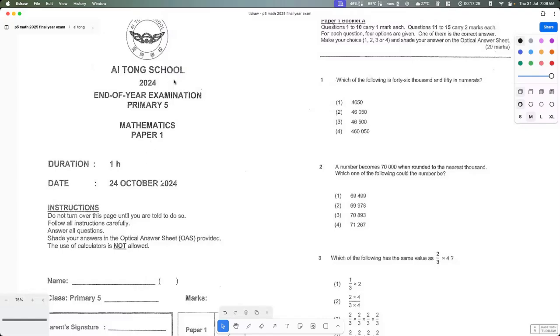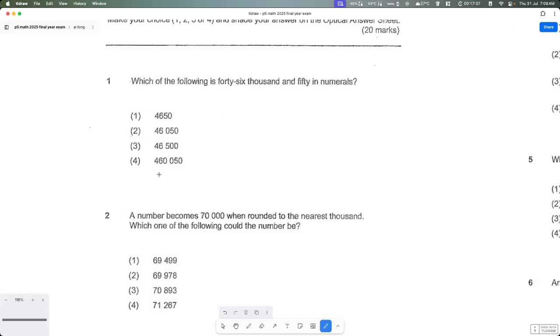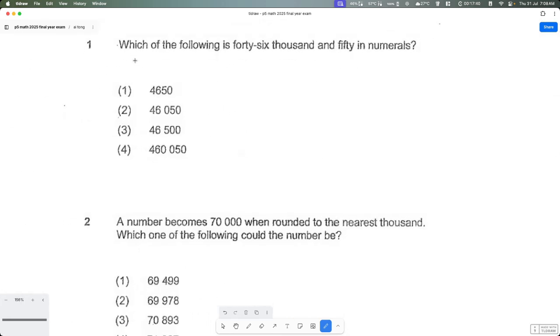In this video, we're going to go through Tong School 2024 end of year examination, Primary 5 Mathematics, Paper 1. So let's get started on the first question, question 1. Which of the following is 46,050 in numerals? So let's break it down.